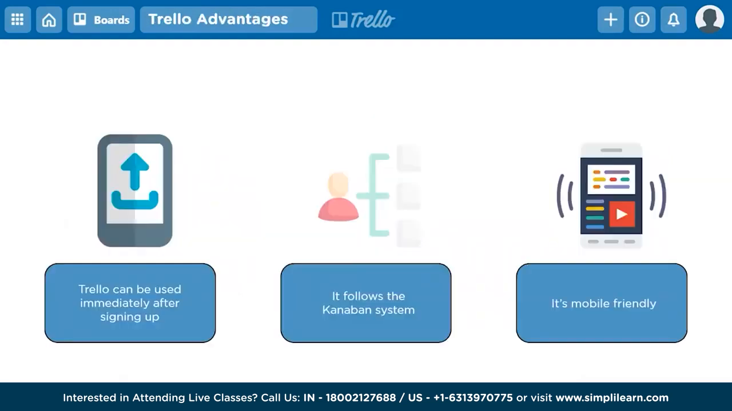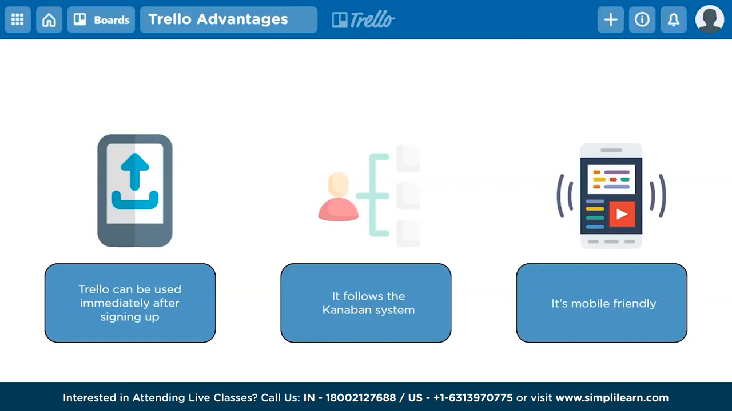Now let's talk about the advantages of Trello. First off, Trello can be used immediately after signing up. Trello offers a free sign up, after which you get access to almost all of Trello's features. It does have a premium service, but most of Trello's important features are available in the free account. Secondly, it follows the Kanban system, a popular methodology that can be used to achieve lean. So with Trello, you can also achieve lean.